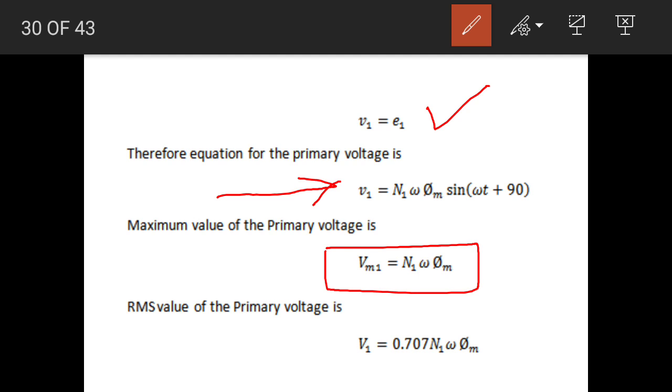If we multiply the maximum value of the primary voltage by 0.707, we get the RMS value of the primary voltage. So the RMS value of the primary voltage will be equal to 0.707 N1 omega phi m. This is how we calculate the RMS value of the primary voltage.